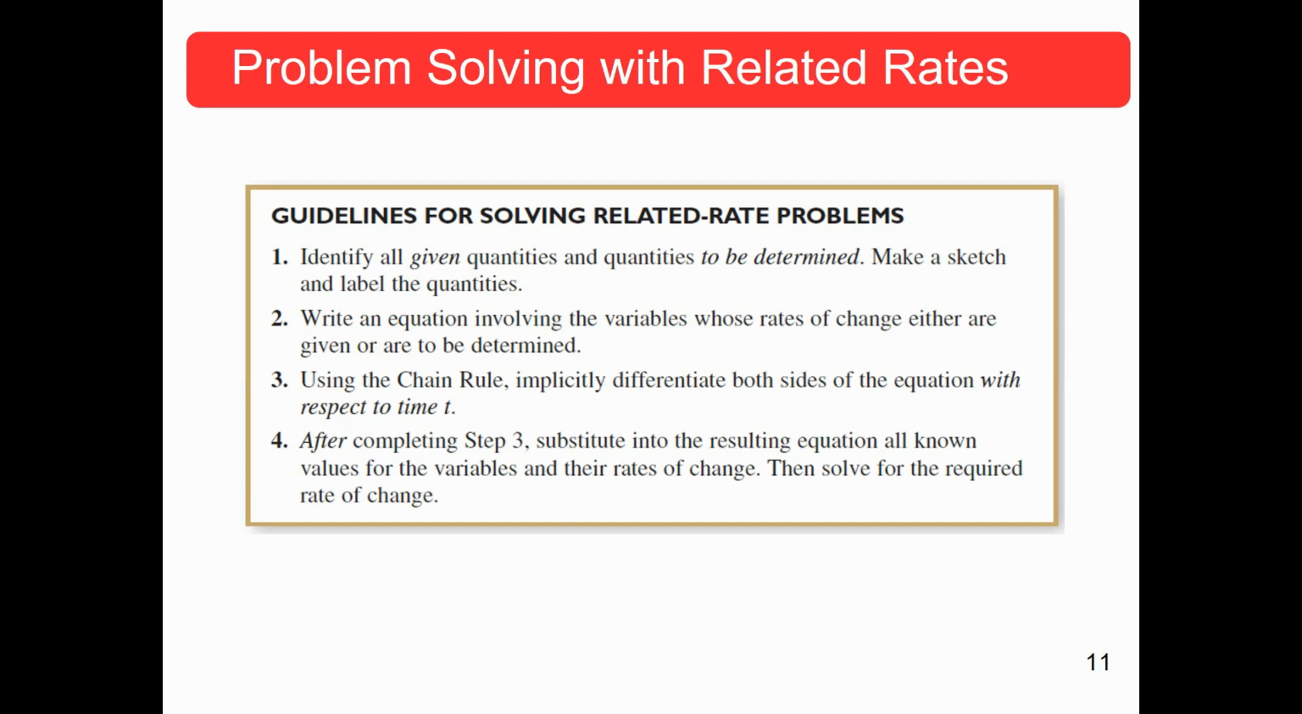Then you want to use the chain rule, implicitly differentiate both sides with respect to time. It's always important that we do that. And then last, after completing step 3, we're going to substitute any of the information that we were given to solve for whatever the required rate of change was.